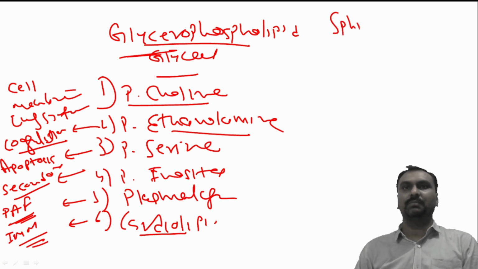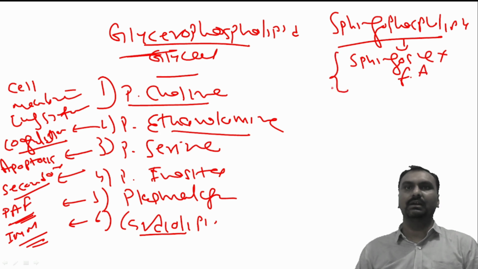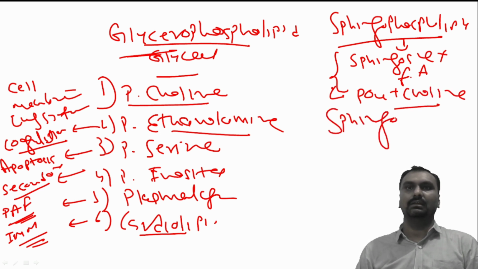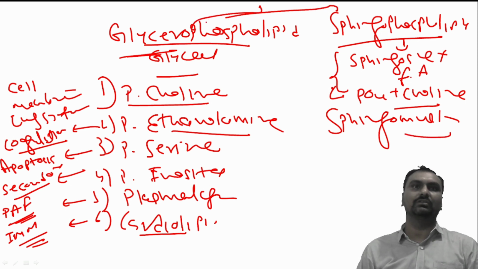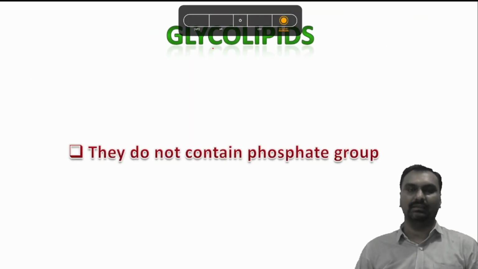And another is sphingophospholipid, where there is a sphingosine group instead of glycerol. To the sphingosine, a fatty acid is attached. The whole structure is called ceramide, and to the ceramide, phosphorus and choline are attached. It is called sphingomyelin. Okay, this is all about the phospholipids. So you have to mention both the glycerophospholipid and sphingophospholipid in case of phospholipids, which is a frequently asked question.